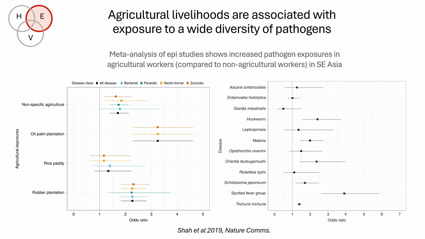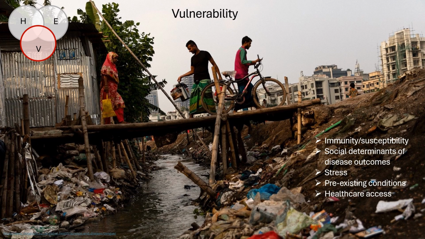So exposure to agricultural livelihoods really does predict exposure to a lot of these pathogens that will be circulating in these systems. But the key point here is that you are more likely to be exposed if you are in that group rather than the non-agricultural worker group. So it is not simply the hazard that produces the risk, it is the interplay of the hazard and the exposure. And the final and really important part of this puzzle is vulnerability, right?